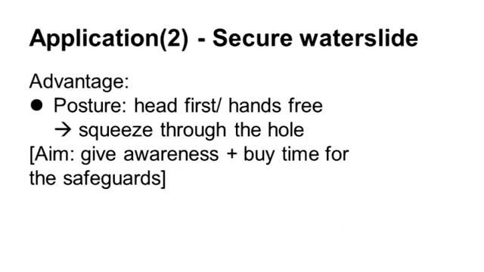And the advantage of having this membrane at the entrance of the secure water slide is that it can give awareness to the children to have a correct posture before they go down the water slide, and also buy time for the safeguards to realize that the children are going with the wrong posture.